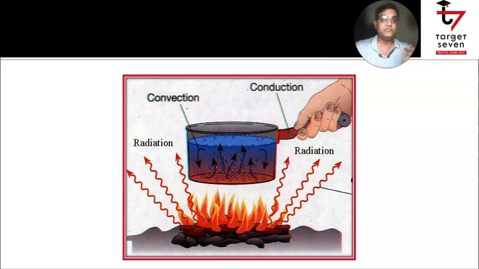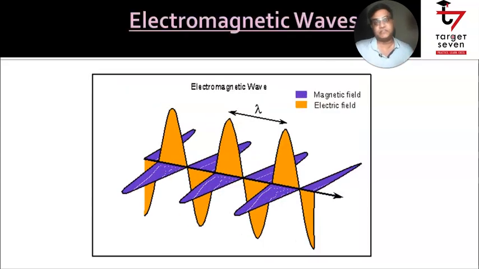Between the sun and the earth, we believe that mostly it is vacuum. Even though there is vacuum present, heat is being transferred all the way from the sun to the earth. This is through the process of radiation.